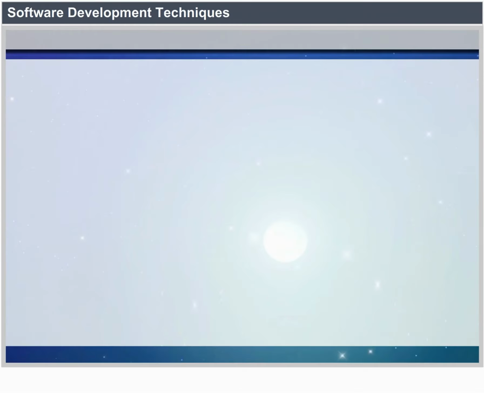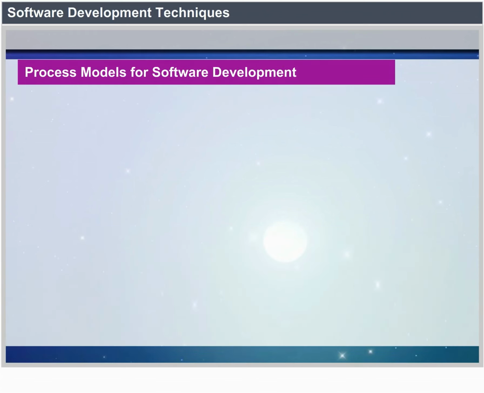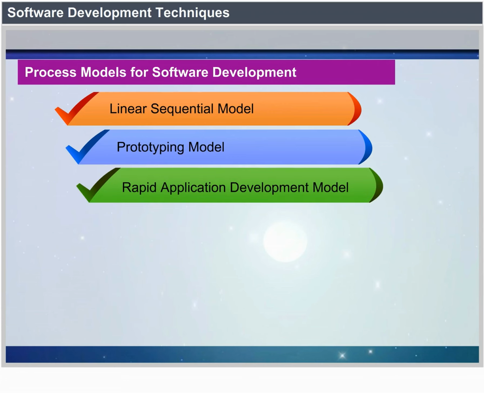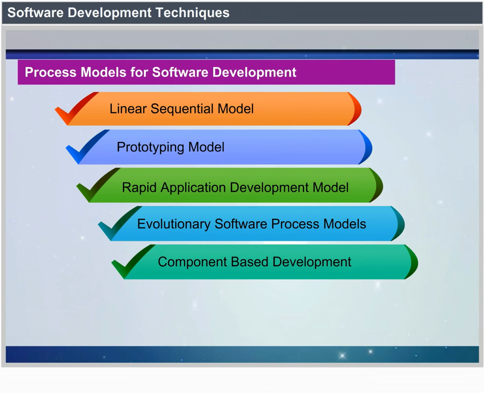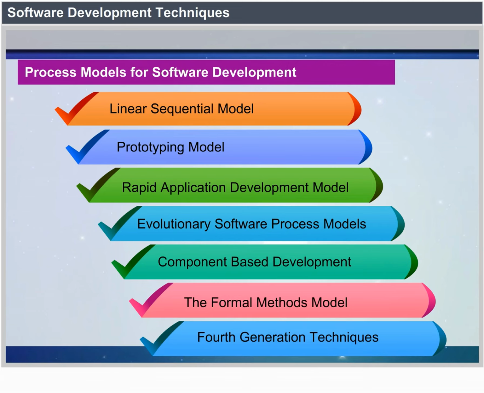Software development techniques. Software development strategies are called a process model or a software engineering paradigm. Process models for software development: linear sequential model, prototyping model, rapid application development model, evolutionary software process models, component-based development, the formal methods model, fourth-generation technique.